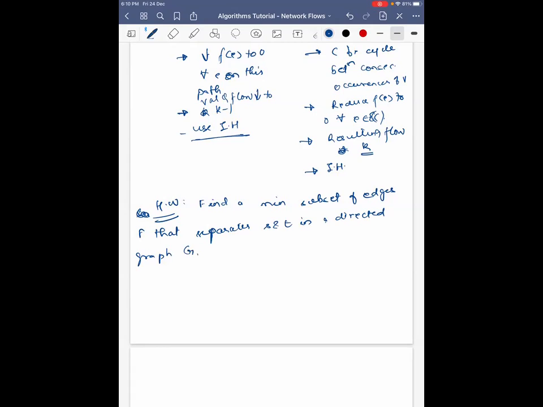G is a directed graph, and S and T are distinguished vertices. You want to find a subset of edges that separates S and T, which means that if you remove the edges in F from the graph, you end up with S and T in two different components. There won't be any way of getting from S to T. So you want to find the minimum such subset of edges. But then isn't that the same as asking what the minimum cut is?